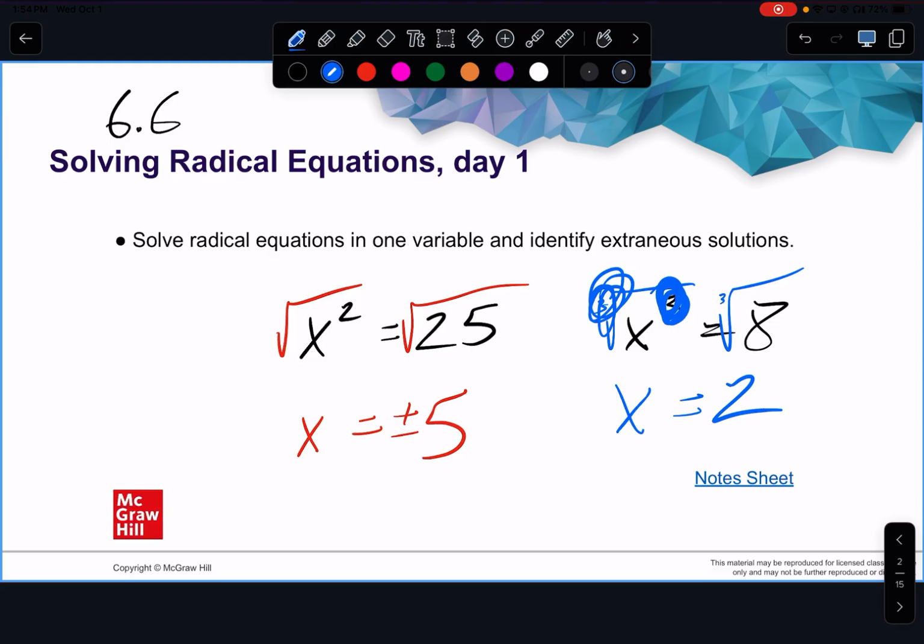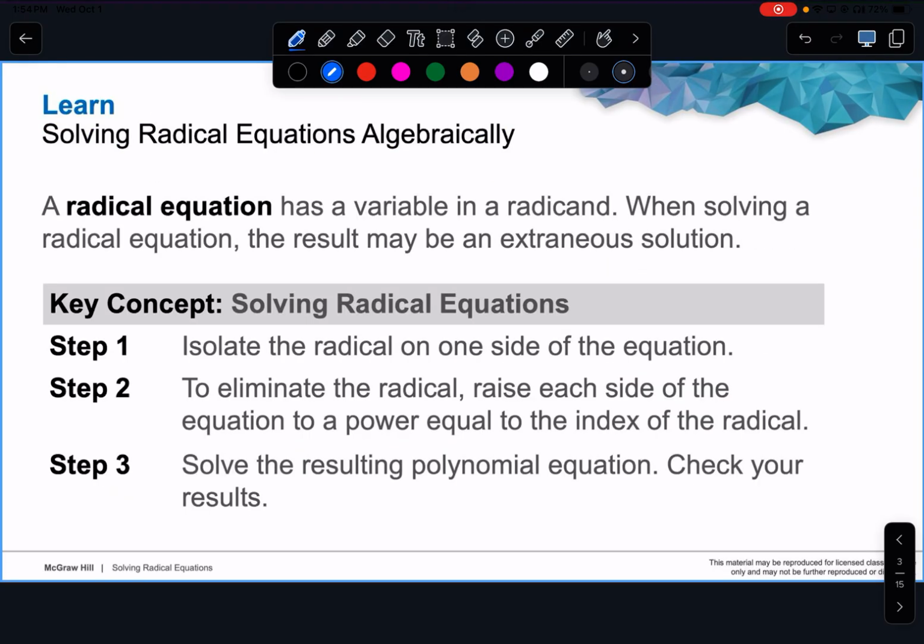Okay, so that's where we're going today. All right, we're going to start out with our steps. Steps help; some of us are very linear thinkers. So these are the steps to solving this. A radical equation has a variable in a radicand. When solving a radical equation, the result may be an extraneous solution. We'll talk about that more probably tomorrow. Step 1 is isolate the radical.